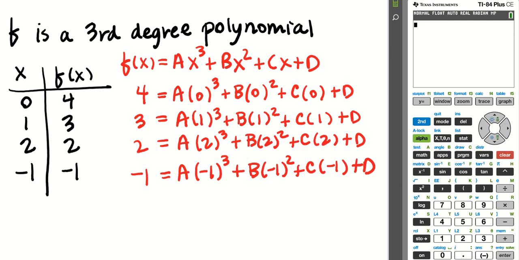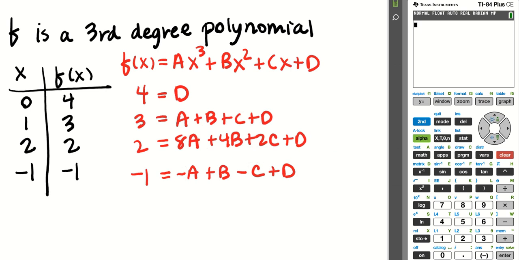If I were to clean these up, I'd have 0a plus 0b plus 0c plus d, so I'm just going to say that's 4 equals d. I'll keep that in my matrix to make it go a little faster. Now I'm going to clean up these numbers and letters and make it more like something I could easily turn into an augmented matrix.